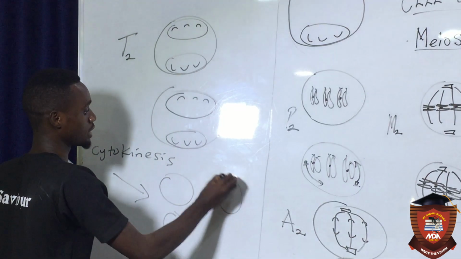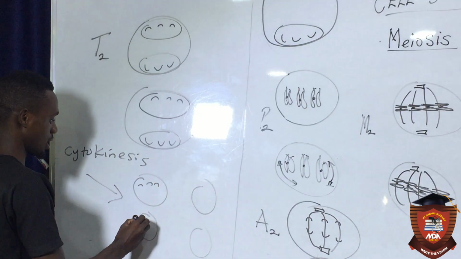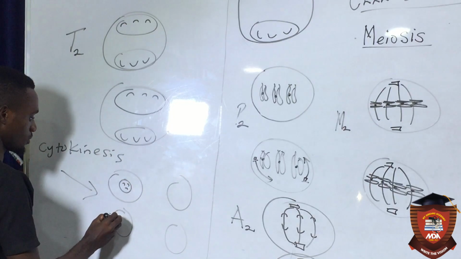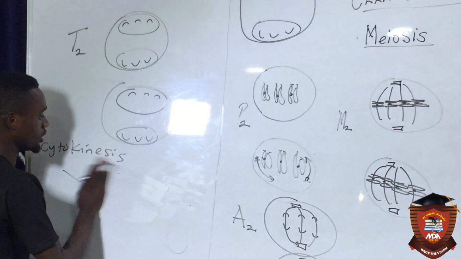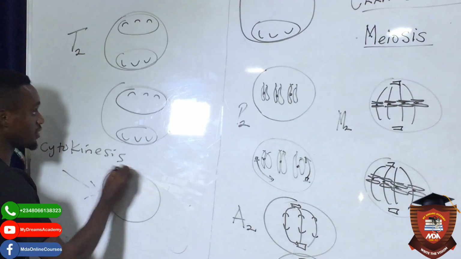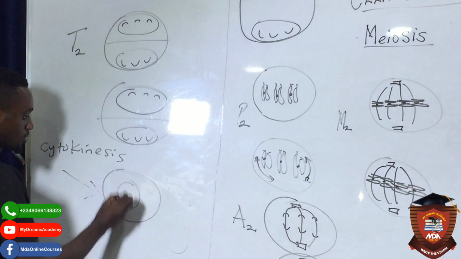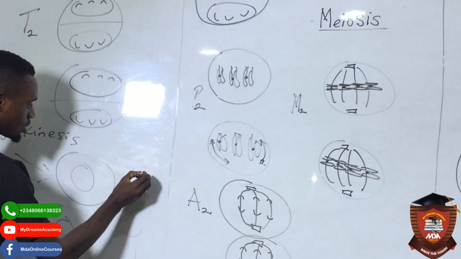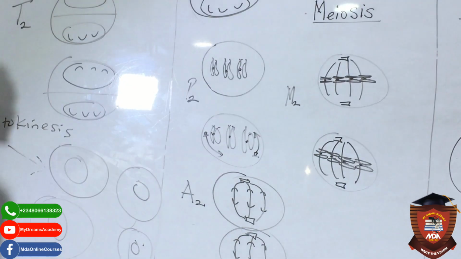You now have 4 cells. Let me draw this properly. You end up having 4 cells.